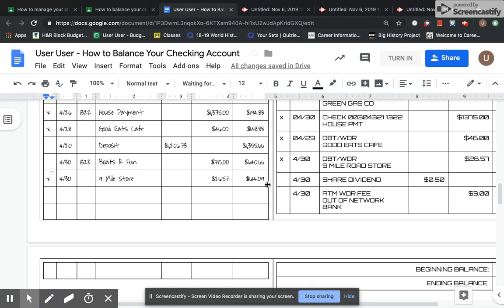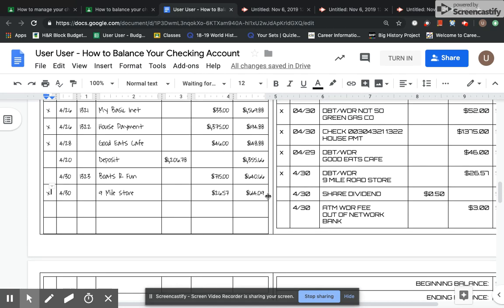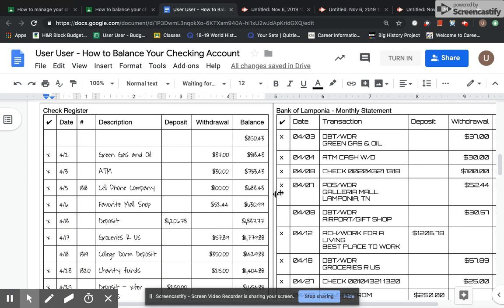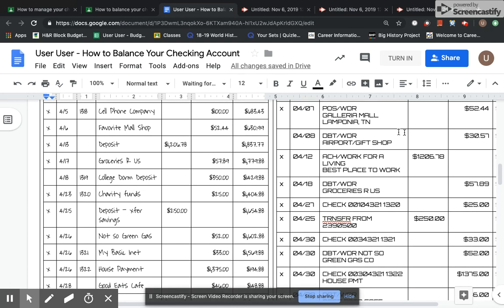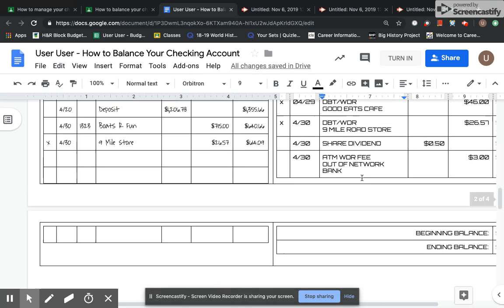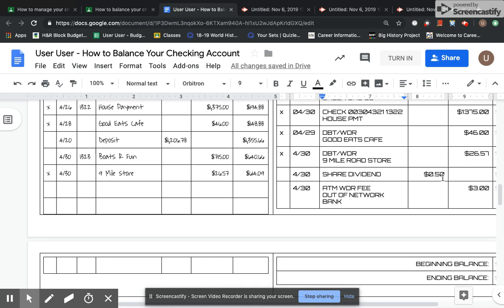So, good catch. Okay, so you've got 3 transactions on the left that didn't show up, and on the right-hand side, you should have not found a $30.57 transaction to the airport gift shop. That one was not over here, right? Okay, and then on the right-hand side, you also would have found that you have a deposit of 50 cents you do not have in your register, and you also do not have that ATM fee in the register.